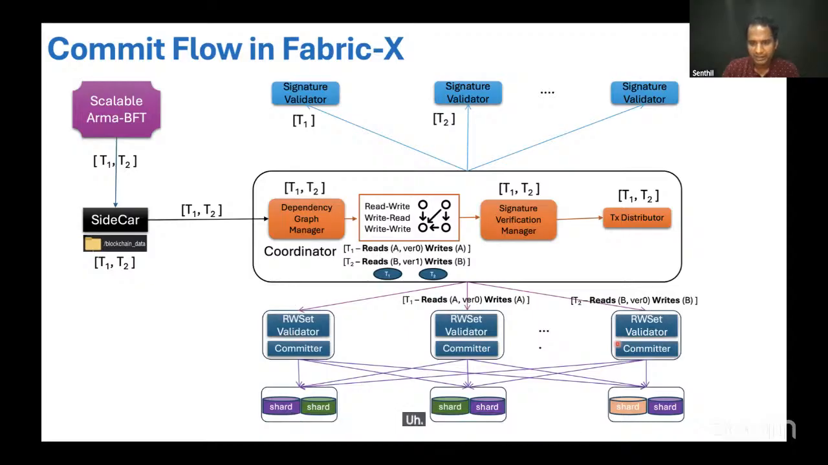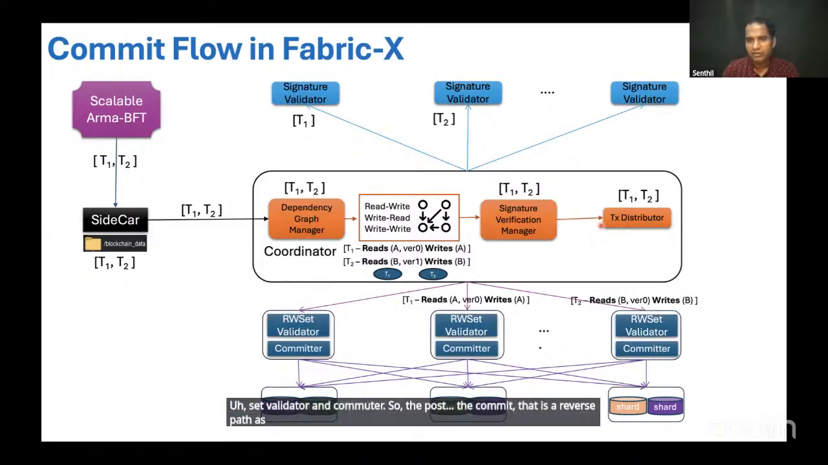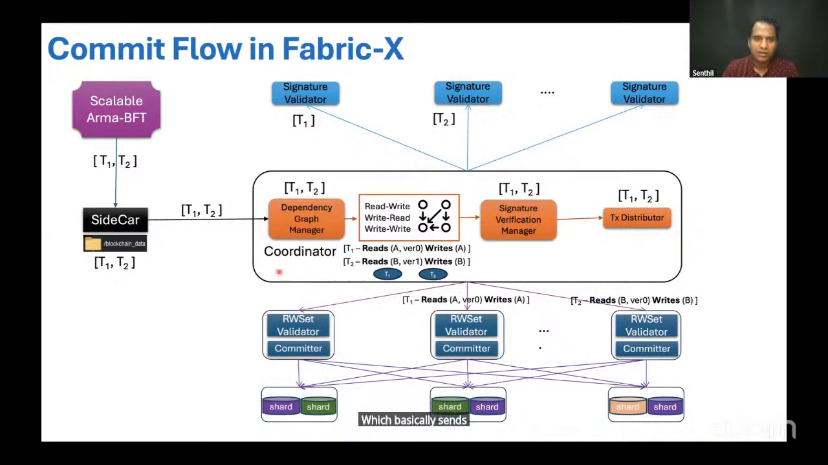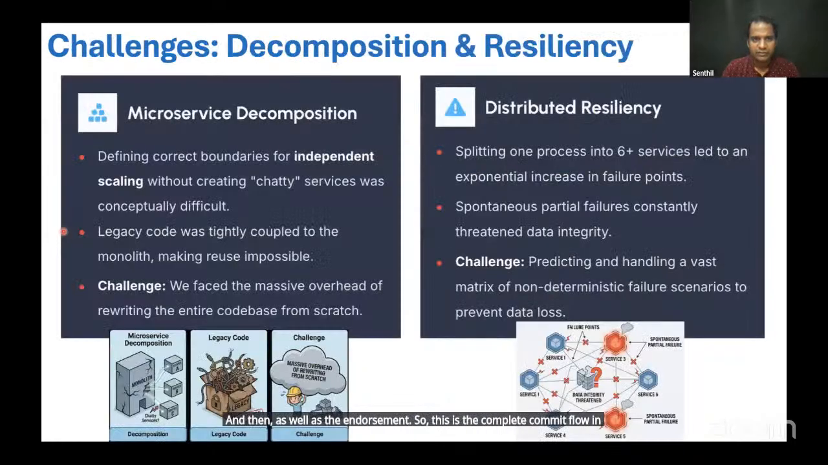Post the commit, there is a reverse path as well, which is not covered in the slide, which basically sends the transaction status all the way to the sidecar, and then the sidecar sends the notification to the client, as well as the endorser. So this is the complete commit flow in FabricX.